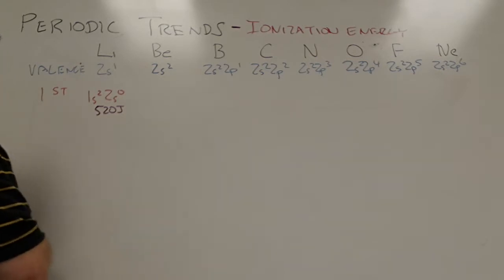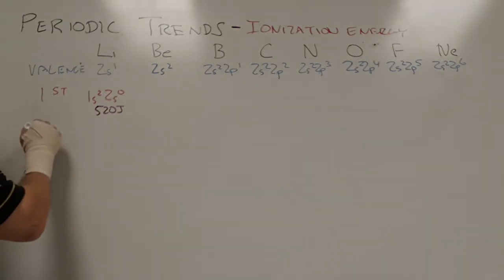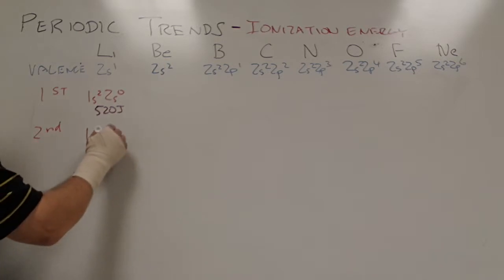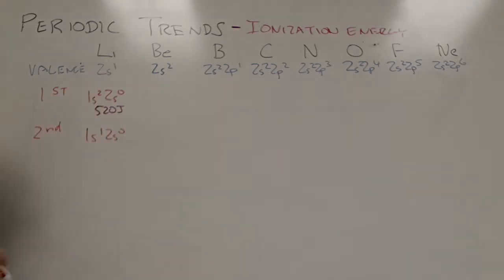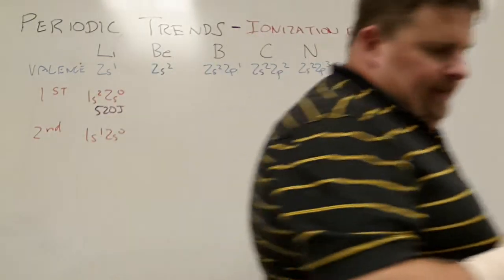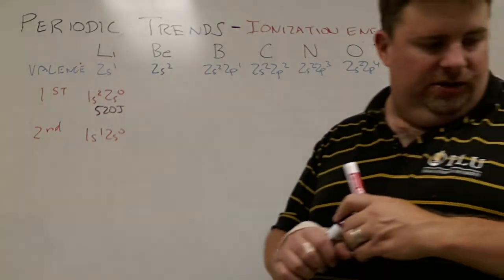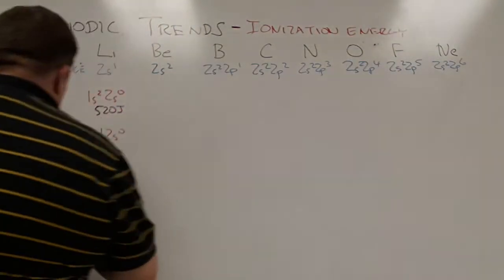If I try to ionize again, I see a jump at this point. So I go to 1s1, 2s0. So I've taken 2 electrons away from lithium at this point. And when that happens, I jump up to 7,298 joules.